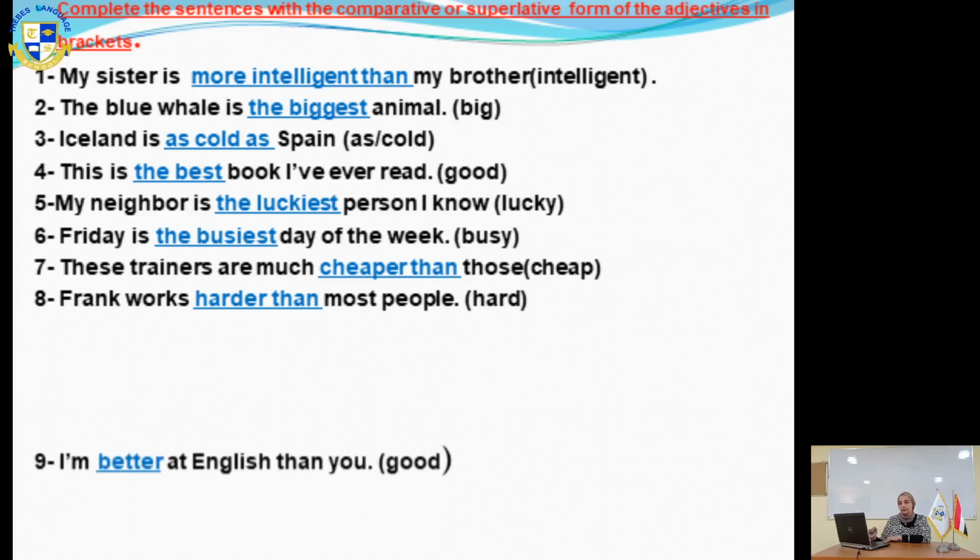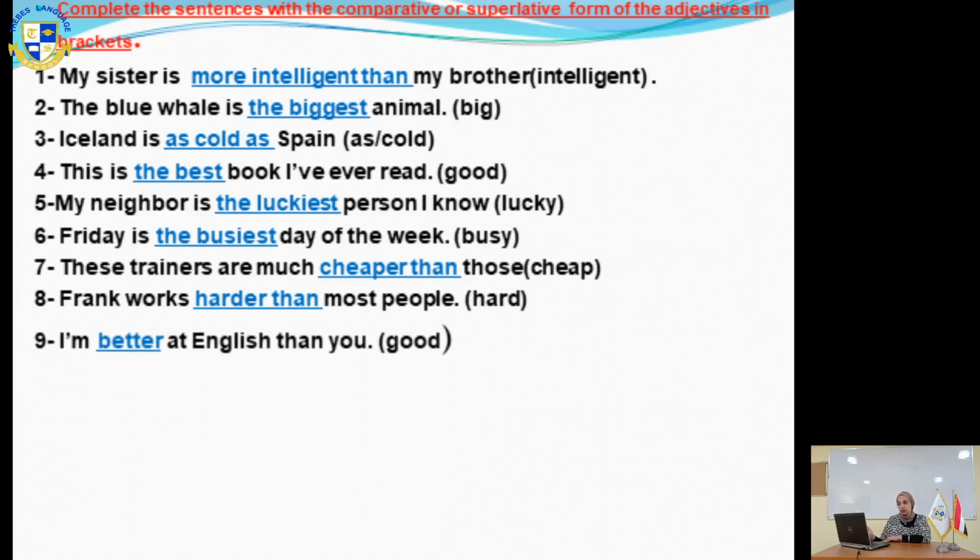Number 9, I have to use good at English than you. It means that I speak English more fluently than you, so I'm better at English than you. And you don't have to say this to your friend, by the way. It's nasty. It's not a good thing.